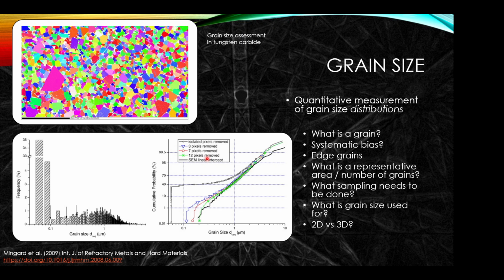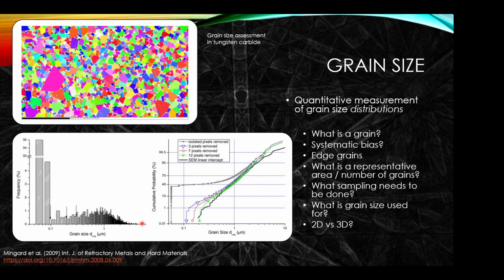We can map across large samples, and this is a tungsten carbide hard metal, showing the tungsten carbide phase. By evaluating the number of points indexed to the same orientation, we can construct a map of the grains in the material that then enables us to quantify the grain size distribution. So this is frequency versus grain size. We see there are lots of very small grains, but we see a distribution of much larger grains.